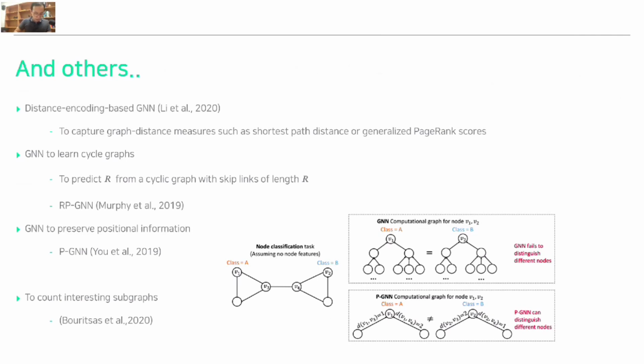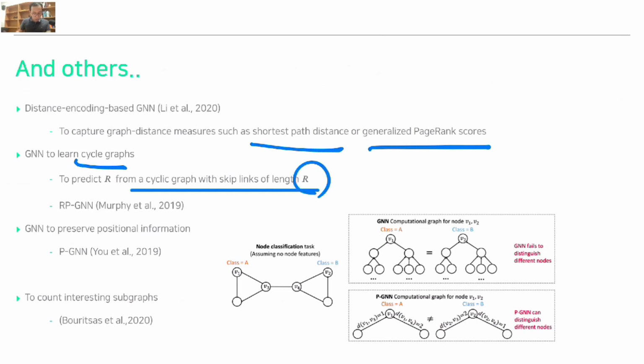We have several more advances. The first one is the distance-encoding-based GNN. Sometimes we need to preserve the shortest distance between nodes and generalize PageRank scores, but when we learn GCN and GNN, we lose the distance measure across nodes. So we try to preserve that information in the GNN. We also need to learn cycle graphs sometimes. For example, we are interested in the cyclic graph with skip links of length L, and by using GNN we try to predict this R. Existing GCN and GNN are not able to do that, and the relational pooling GNN makes that possible.